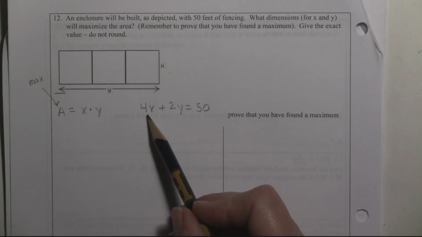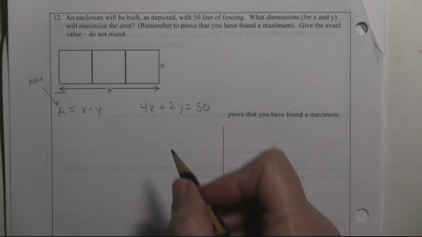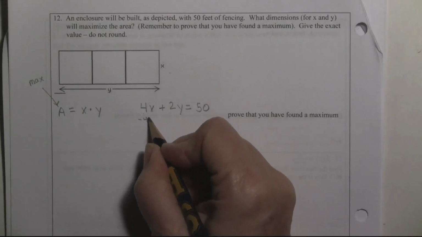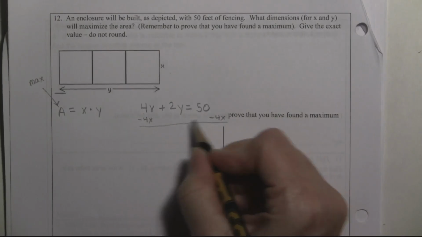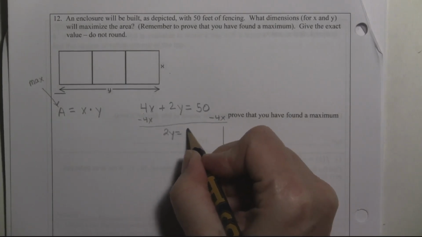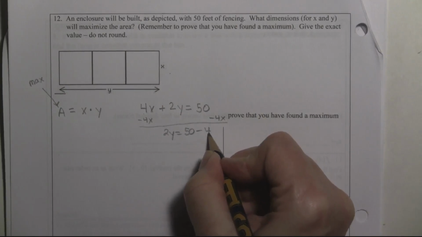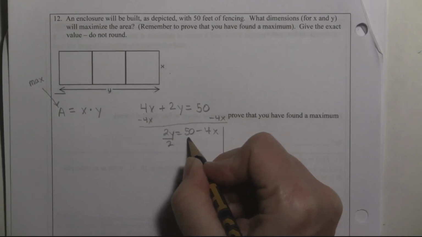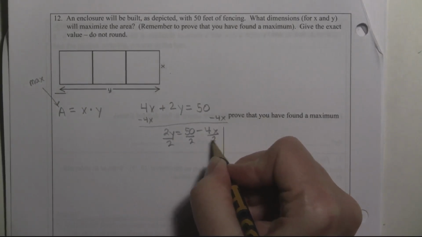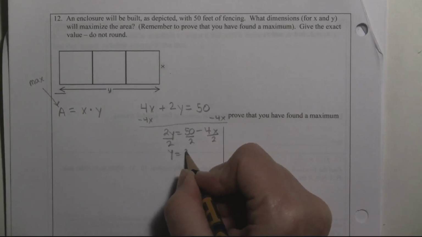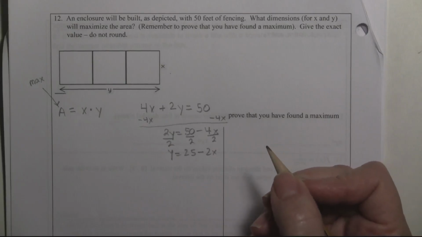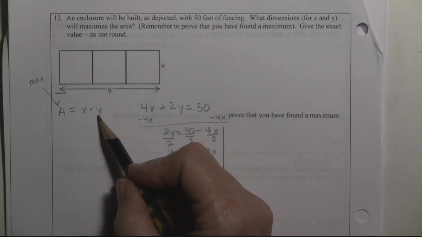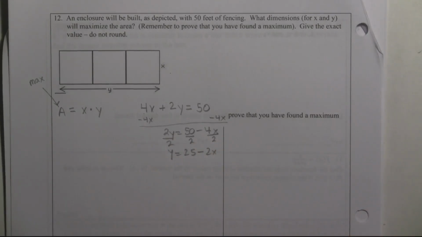So to solve this for y, I'm going to take away 4x from both sides. So taking away 4x, that's going to be 2y equals 50 minus 4x. Then I'm going to divide all of the pieces by 2. So I get y equals 25 minus 2x. And now I'm going to plug that in right here where I see y, 25 minus 2x.